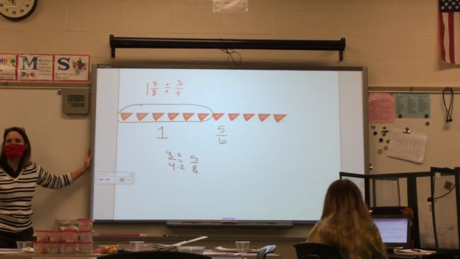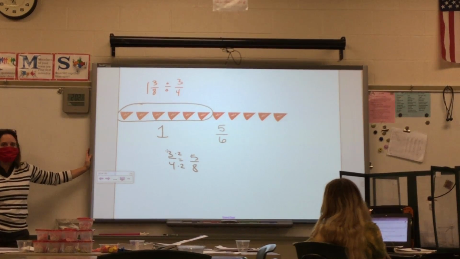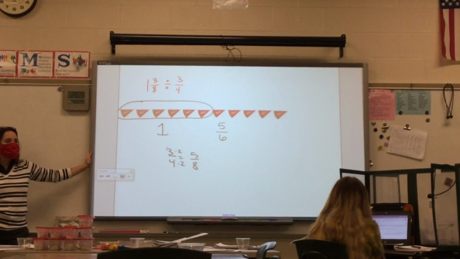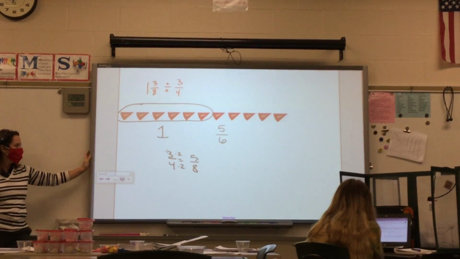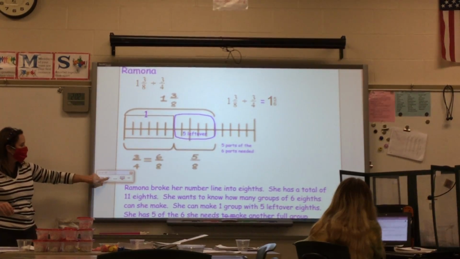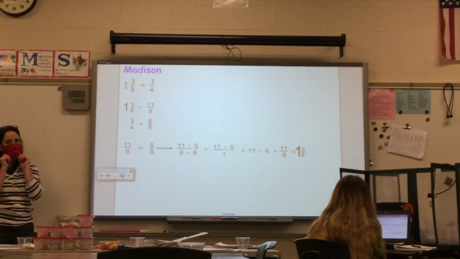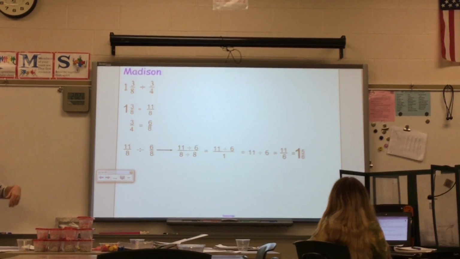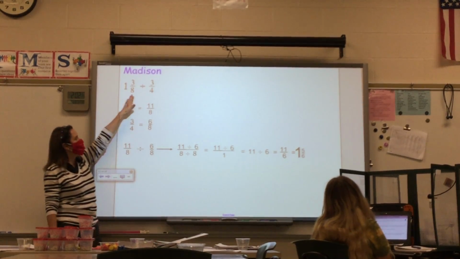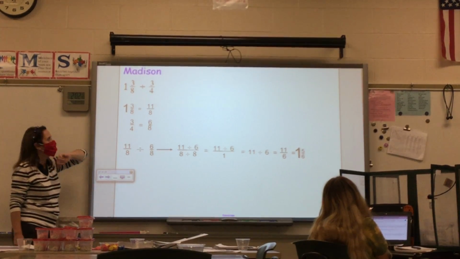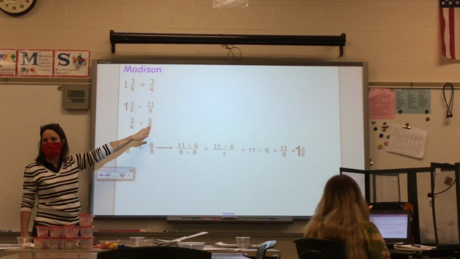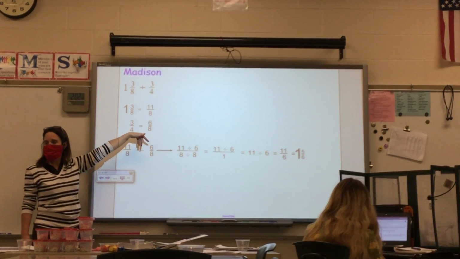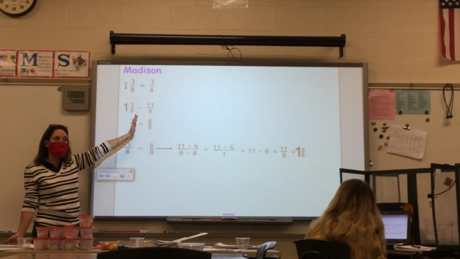Madison, how many of you feel good about common denominators? You might like Madison. This is where we need to add on because there's some missing parts that make it confusing. So here's Madison. Same problem. 1 and 3/8 divided by 3/4. She changed it to 11/8 and 6/8. She found a common denominator. Everybody okay with that so far?